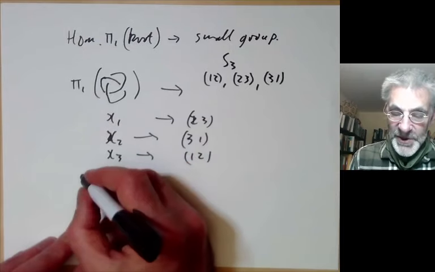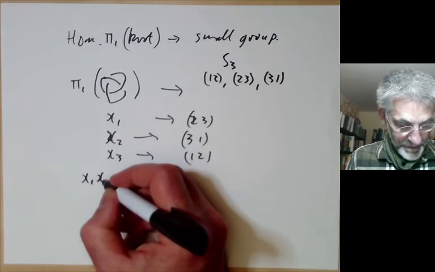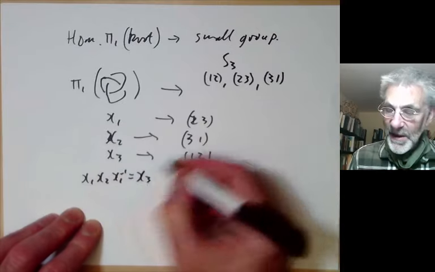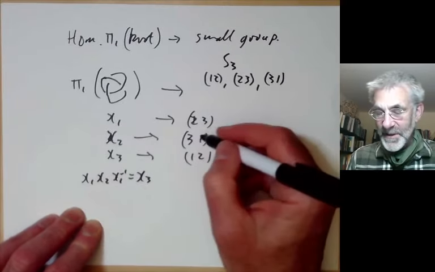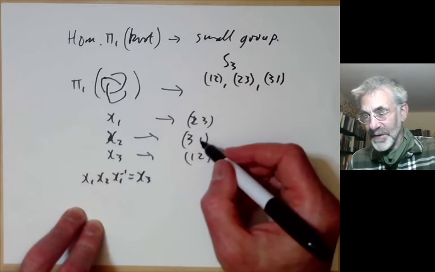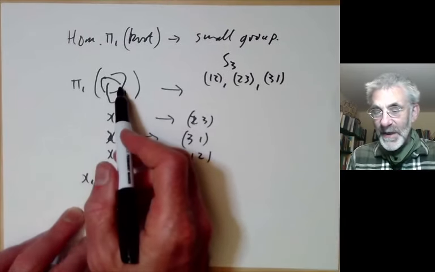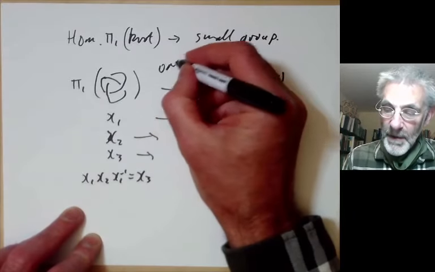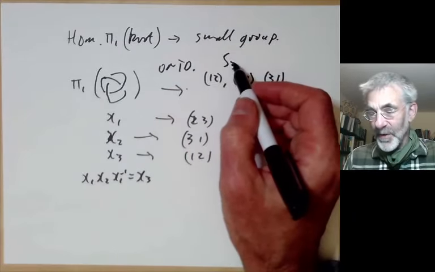And if we have a relation x1, x2, x1 to the minus 1 equals x3, you can check this relation holds for these 3 generators, that this element conjugates that one to that one. So we do indeed have a homomorphism from pi1 onto the symmetric group on 3 points.